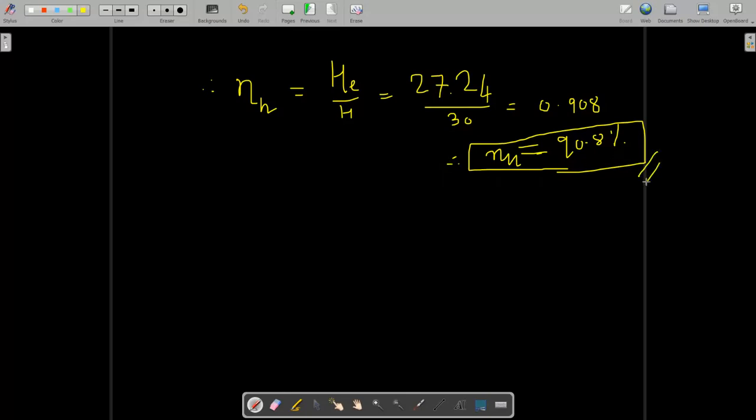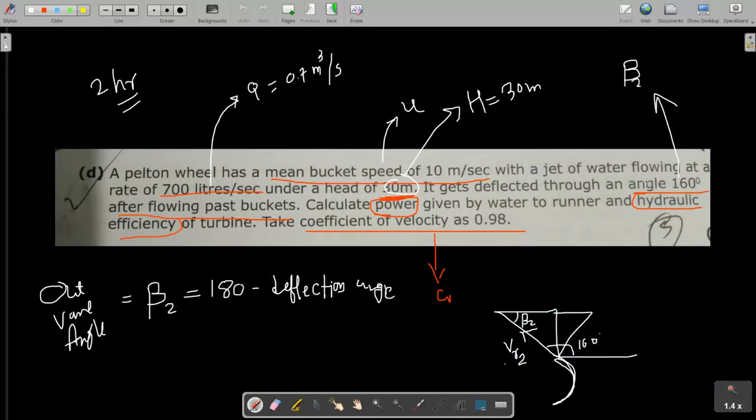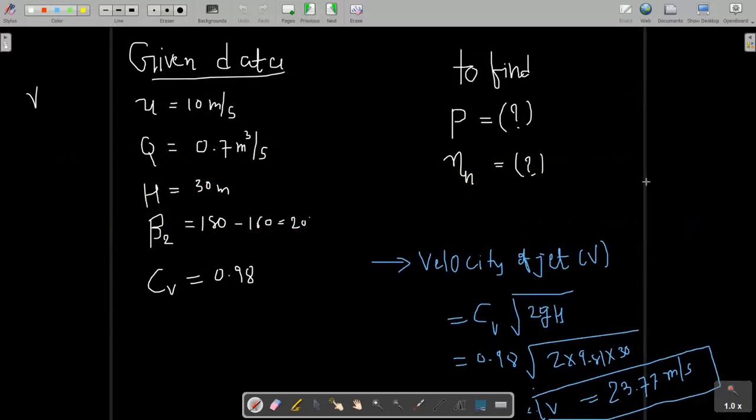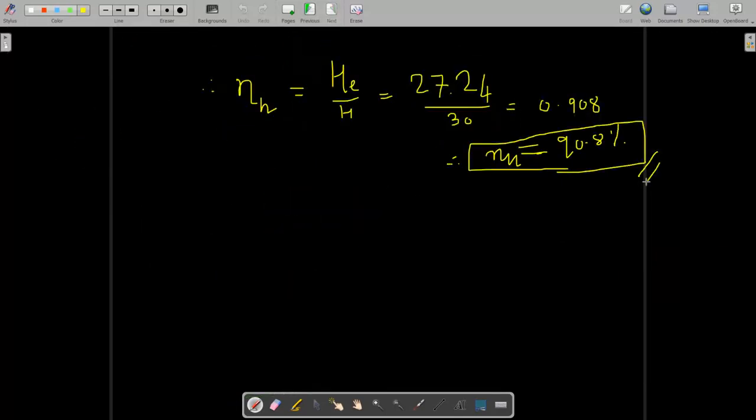Okay, so to solve this question within 5 minutes, you require all the equations in your mind, like this power equation, this Euler head equation, and the efficiency equation.